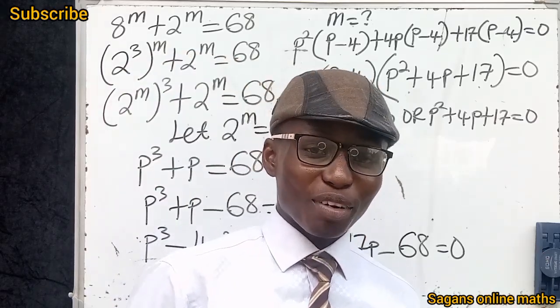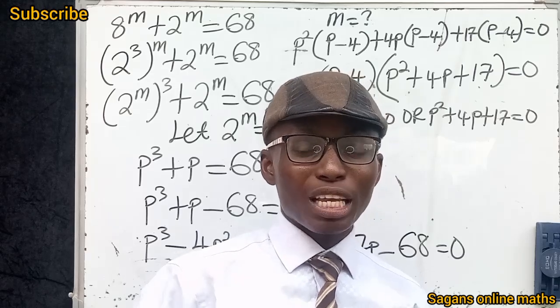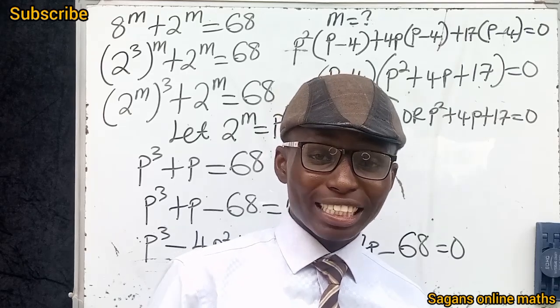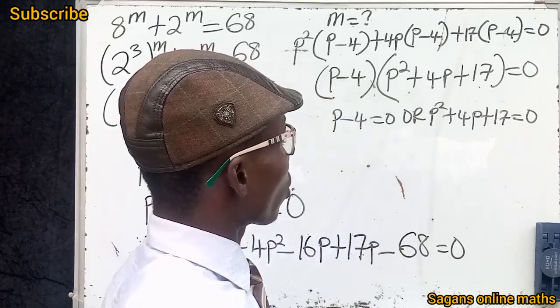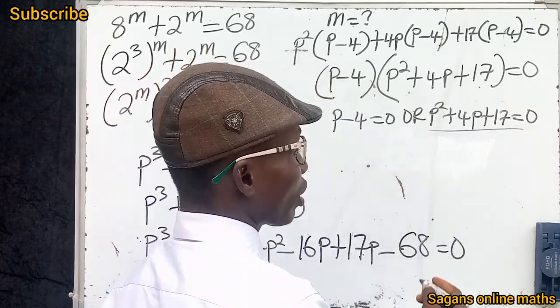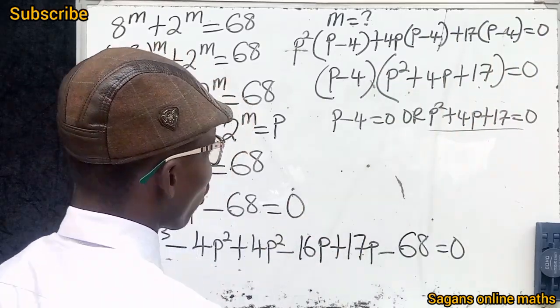Okay, but we are not solving for the value of m. Remember, we are asked to solve for the value of m. What are we solving for? p. We are solving for p so that this problem can easily be solvable. Now we cannot factorize the quadratic. You can go ahead and use the quadratic formula or completing the square, but we are not interested in this. From here, let's add 4 to both sides.